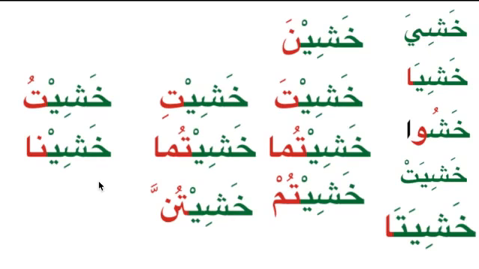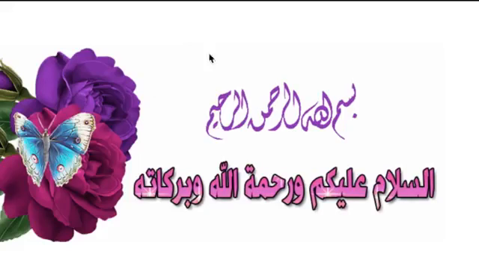So what we have seen so far is how the naqis fa'ls are used and how these are constructed in madhi. Next class, inshallah, we're going to see how they are constructed in mudari', using all the types of mudari': marfu', mansub, majzum, and also the amr form. Until then, keep practicing, keep revising yourselves.